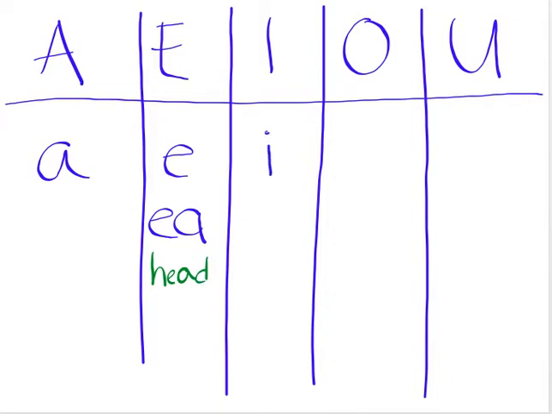I is also interesting because the letter Y can sometimes create a short I sound, like in the word gym. Gym is spelled G-Y-M, and it sounds like it's making that short I sound. And then O and U are spelled just as is. So this, for example, might be something that you want to write down in your notebook, just as a reminder that that short E and I could have a different spelling.